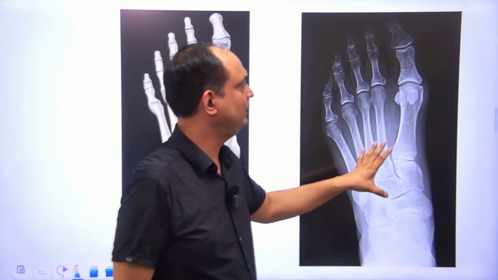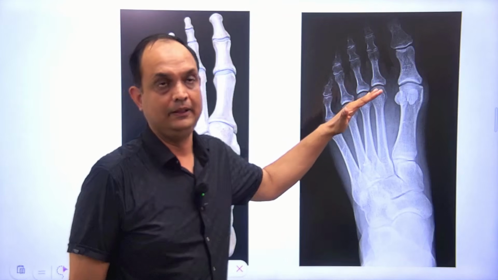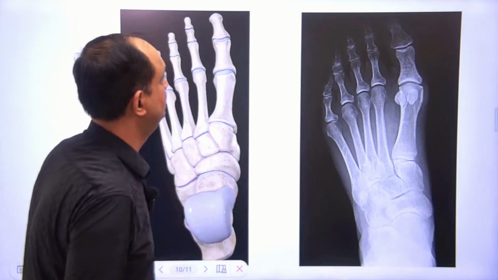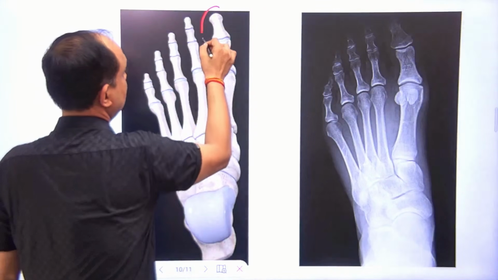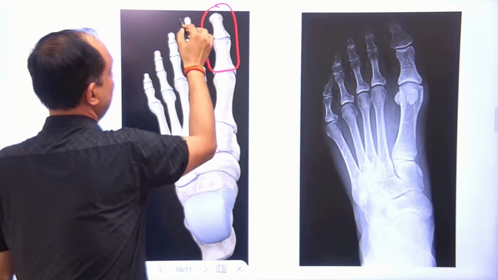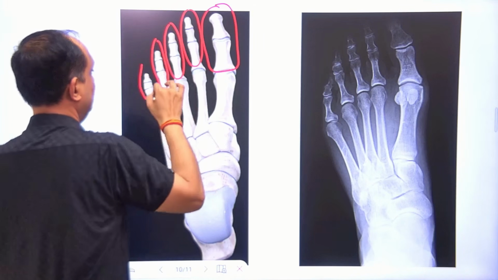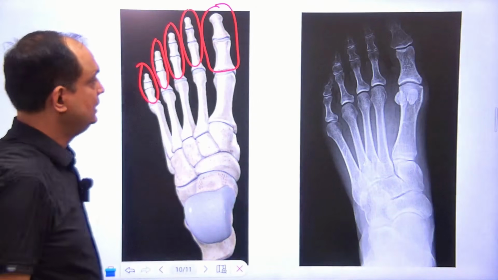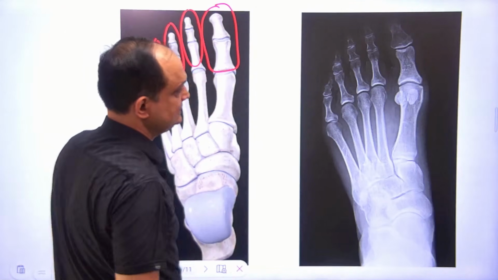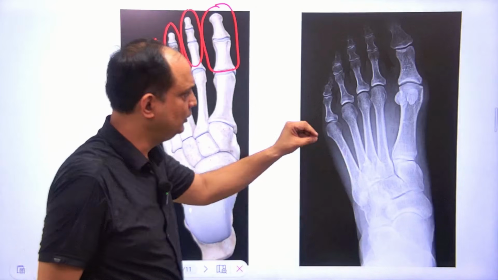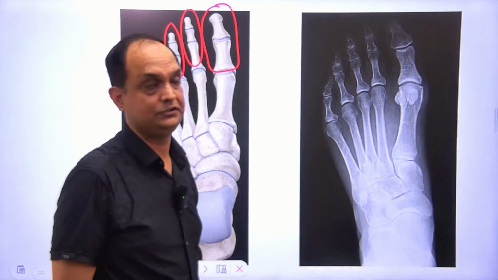This is one more X-ray of the foot. Clear? Now in this you are able to see your great toe. Then you have the fingers of your foot, or you can say the remaining toes. Again the question is to identify the bones. The most common question you will have is identification of bones.